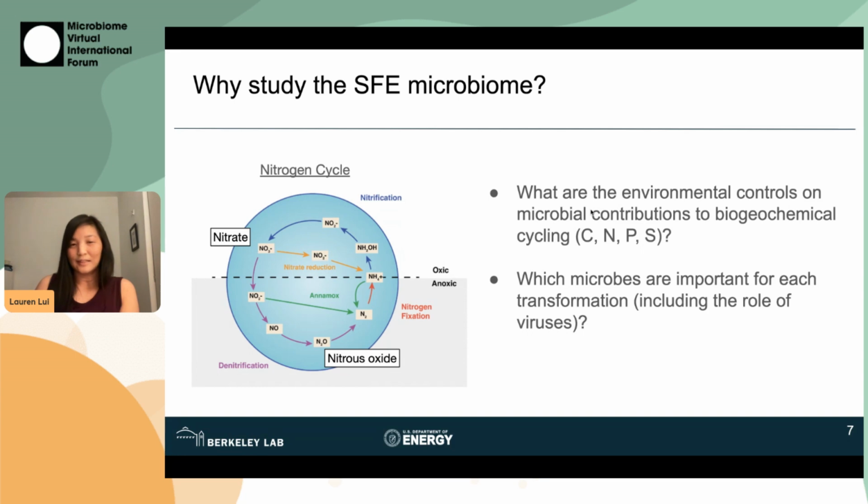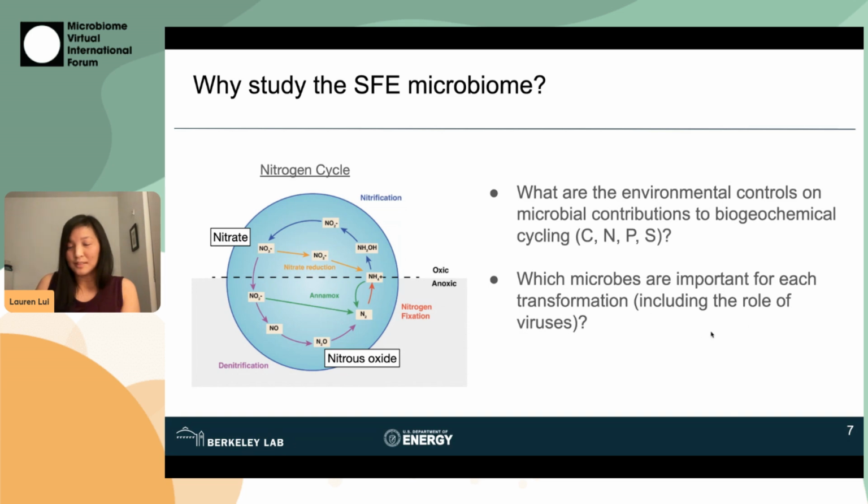Like I said, this is an area where the biogeochemical cycling is central. And just as an example of why we really want to know which species are important, the parts of the nitrogen cycle that happen anaerobically are mostly controlled by microbes. So we really need to understand who's there and what they're doing.